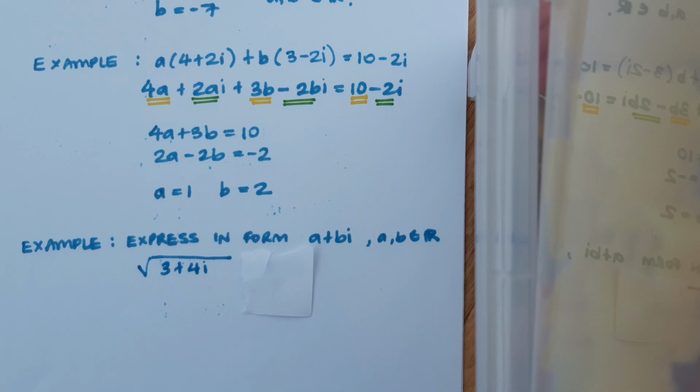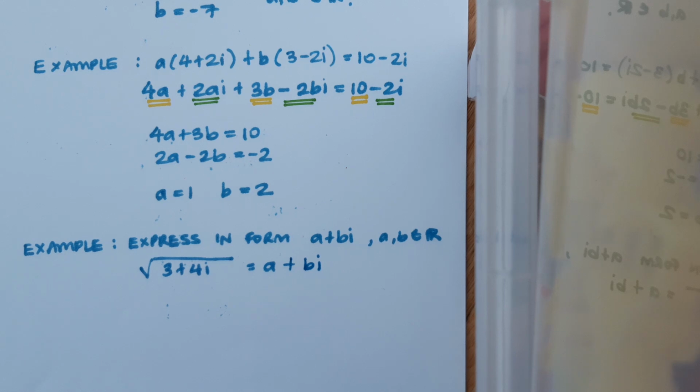Another question of this type might look like this: express in the form a plus bi, and notice this time where a and b are elements of the real numbers, the square root of 3 plus 4i. So to begin this question, the first thing that I should do is note that they want me to write it in the form a plus bi. So this has to end up being equal to a plus bi.